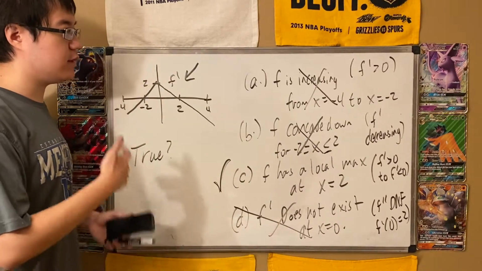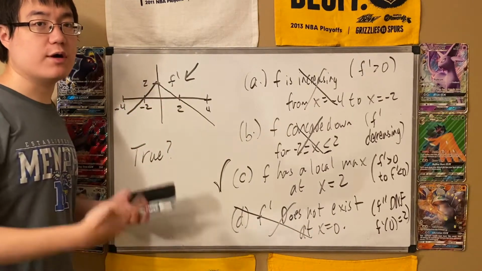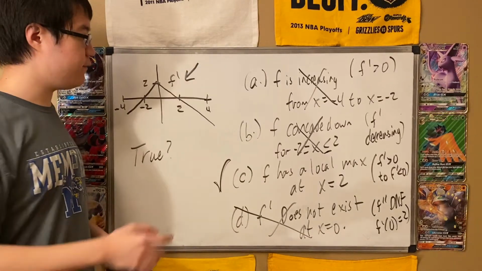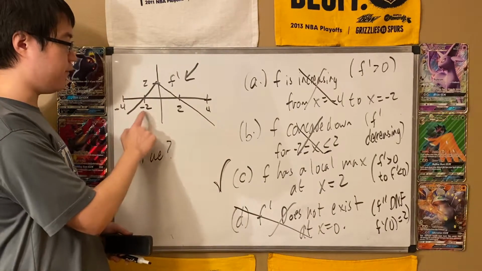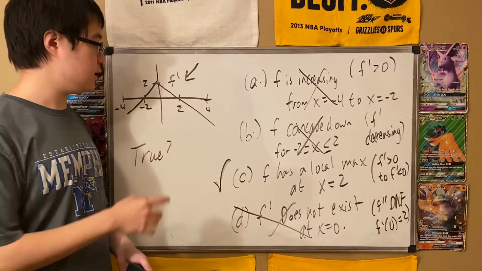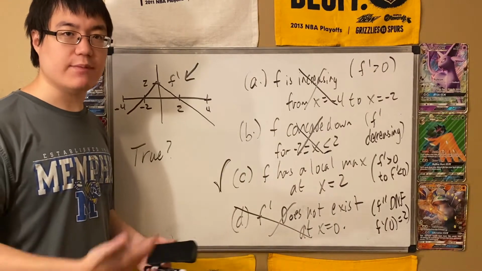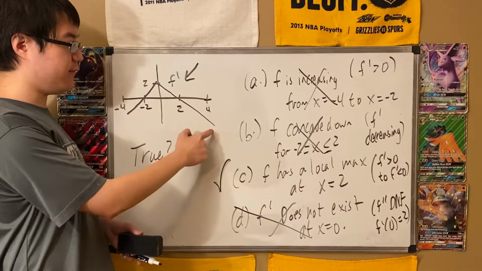Where is f increasing? It's where f prime is positive, so between -2 and 2. Where is f decreasing? That's when f prime is negative, between 2 and 4 and between -4 and -2. Where is f concave up? That's where f prime is increasing, between -4 and 0. Where is f concave down? When f prime is decreasing, that's 0 to 4.